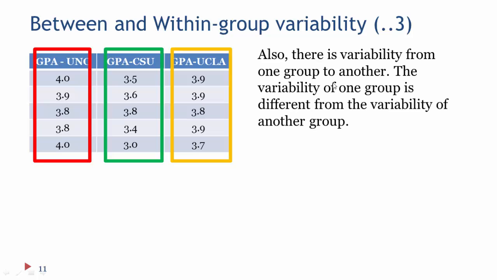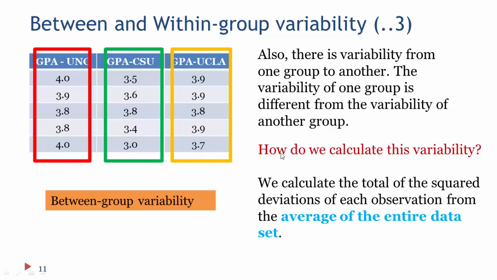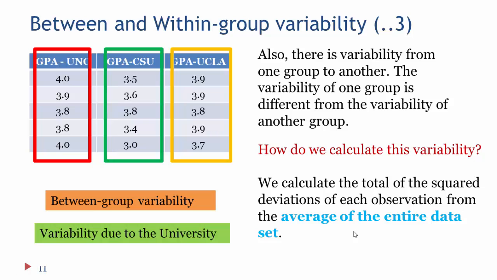Now look at that. There is variability from one group to another. The variability of one group is different from the variability of another group. That is called between group variability. Okay, how do we calculate this? We calculate the overall mean, and then we calculate the variability by taking the sum of the square deviations of each of these observations from the overall mean. Okay, so that's how we calculate the between group variability.